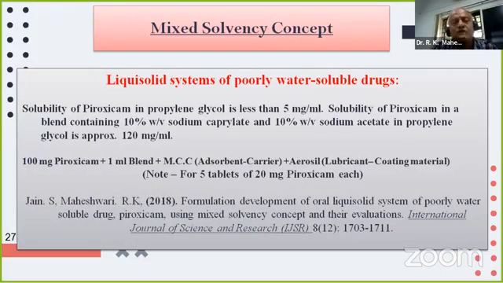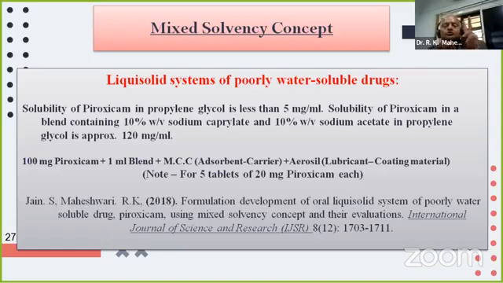Liquid solid systems can also be developed using the mixed solvency concept. Here the example is that of piroxicam. Propylene glycol is a poor solvent for piroxicam. The solubility of piroxicam in propylene glycol is very less, less than 5 milligram per ml. You cannot make a liquid solid system using this poor solubility.